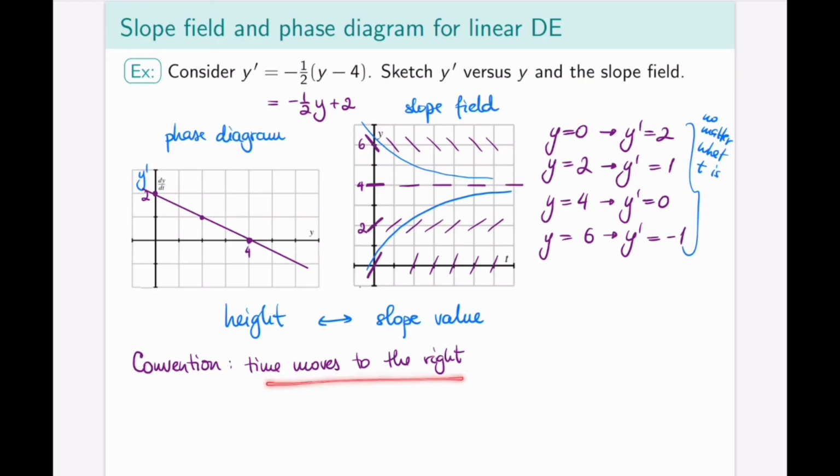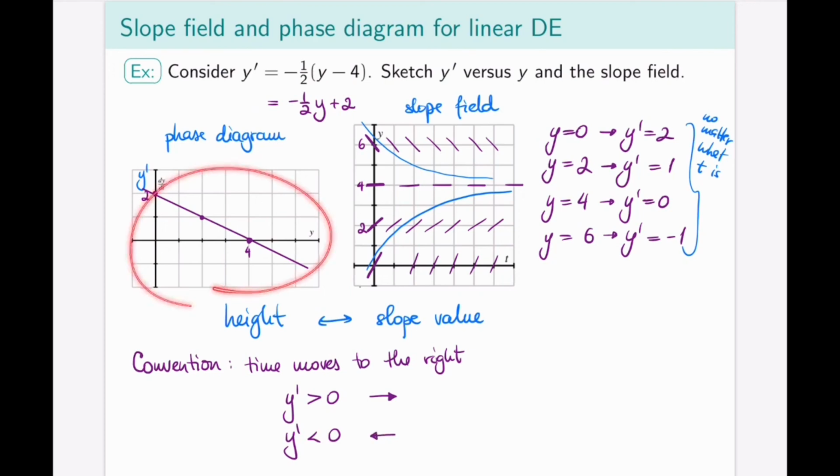With this convention that time moves to the right, we are going to signify the fact that y prime is positive, and therefore the function is increasing, by drawing the arrow to the right. We're going to indicate that y prime is negative, and therefore the function is decreasing, by drawing the arrow to the left. That way, let's take a look at our phase diagram.